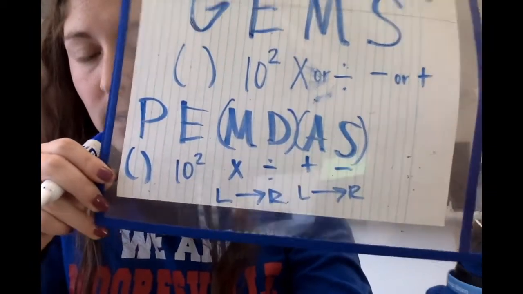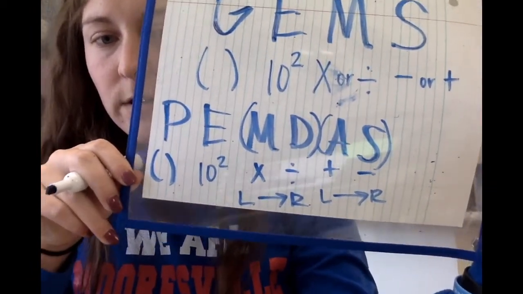For PEMDAS, Please Excuse My Dear Aunt Sally, it's really the same thing, just with more letters. So the P stands for parentheses, the E is exponents, then multiplication or division, and then addition or subtraction. And this time I'm going to make sure to write those lefts and rights on there as well so we can remember that that's the order in which we solve. A good practice is to write PEMDAS or GEMS down and kind of check off as you go to make sure that you're solving them in the correct order. If you consistently use that, you will get questions correct every single time.